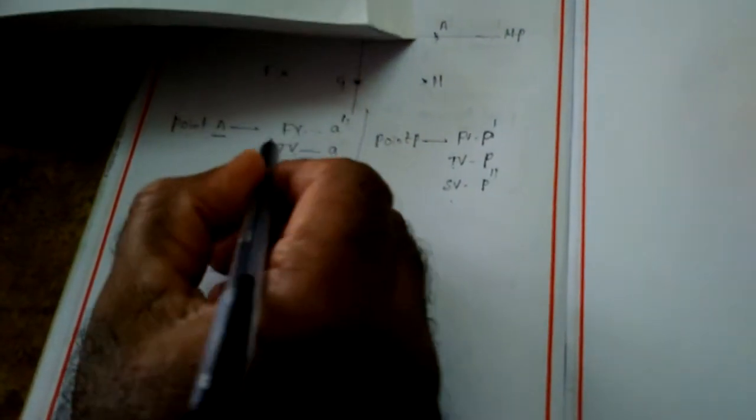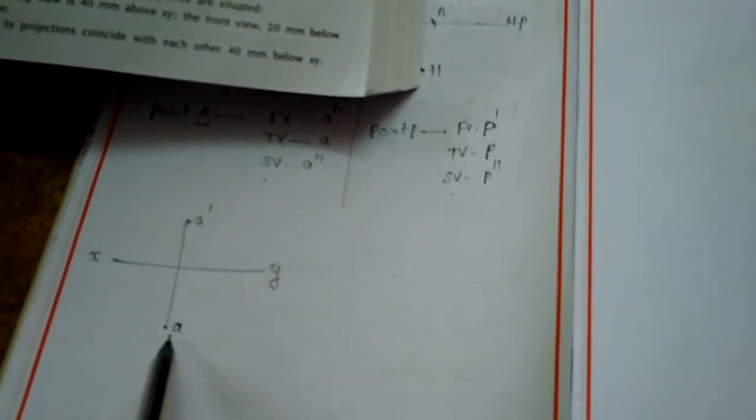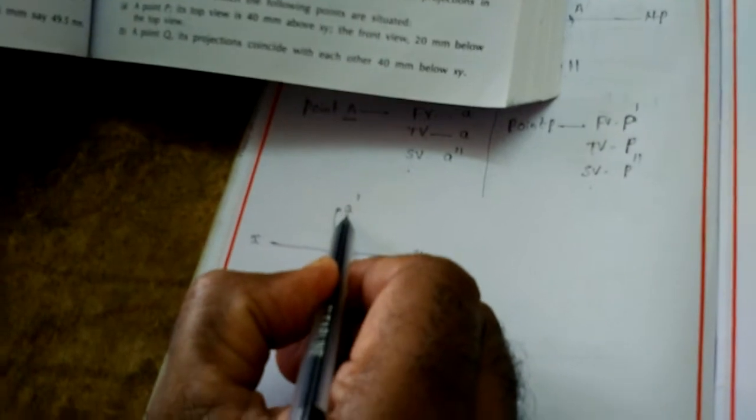Suppose this is the XY line. Here suppose the point is A. Its front view is here and its top view is here. The line joining the front view to the top view of any point is called a projector. The characteristic of a projector is that it is perpendicular to XY. Remember, the projector is the line joining the front view and top view of a point, and it must be perpendicular to the XY line. So, keeping the projectors 25 millimeter apart.